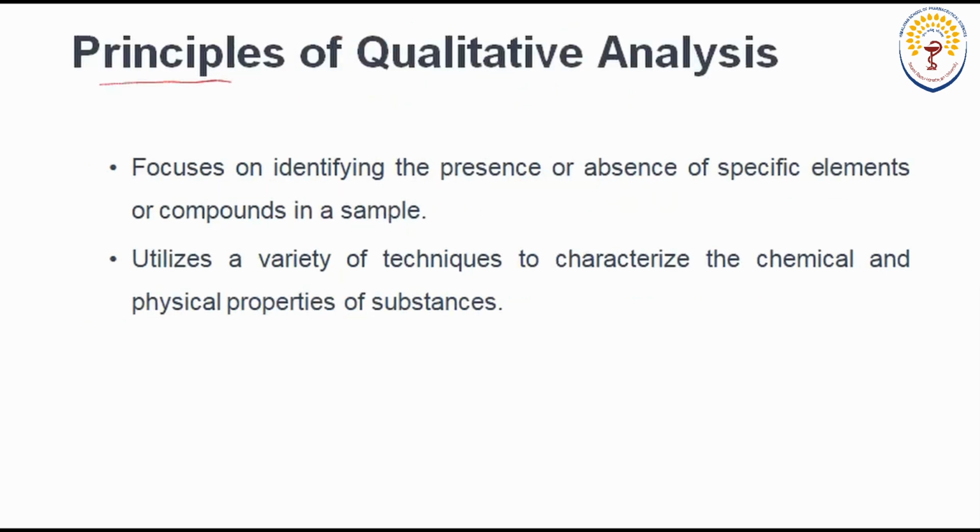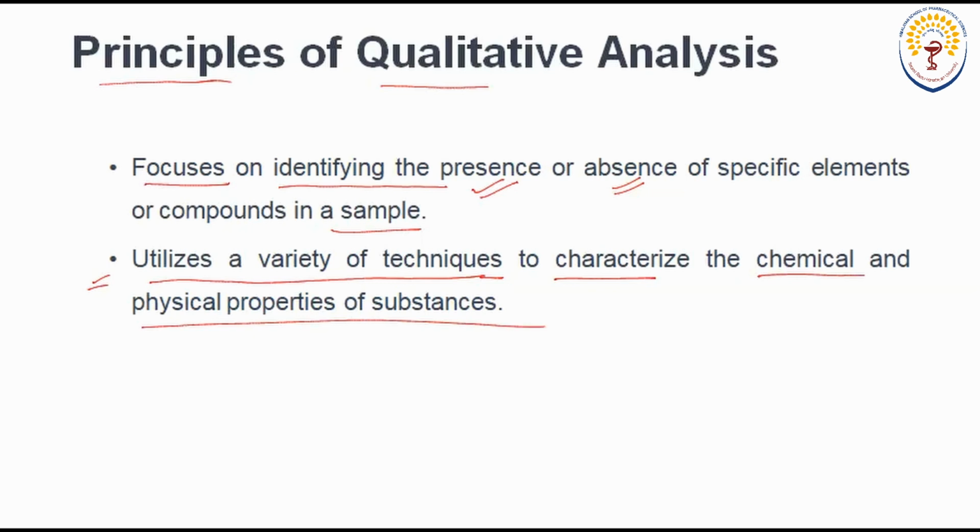So the principles of qualitative analysis focus on just identifying a substance. You are just checking whether something is present or absent in the sample. For that we utilize a variety of techniques. These techniques are focused on characterization, where you want to know the chemical and physical properties of that substance. You check for those properties, and you check that the substance is present.